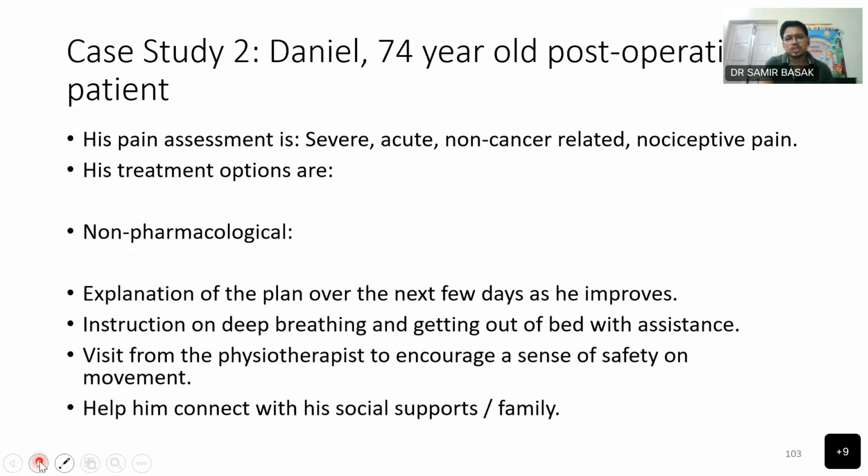Right now, a post-op patient, a 74-year-old patient, severe acute non-cancer pain. We have to also target non-pharmacological measures, like explaining our plan to relieve his pain, instruction about exercise, deep breathing, getting assistance getting out of bed, and physiotherapy for improvement. Physiotherapy is important. Social support.